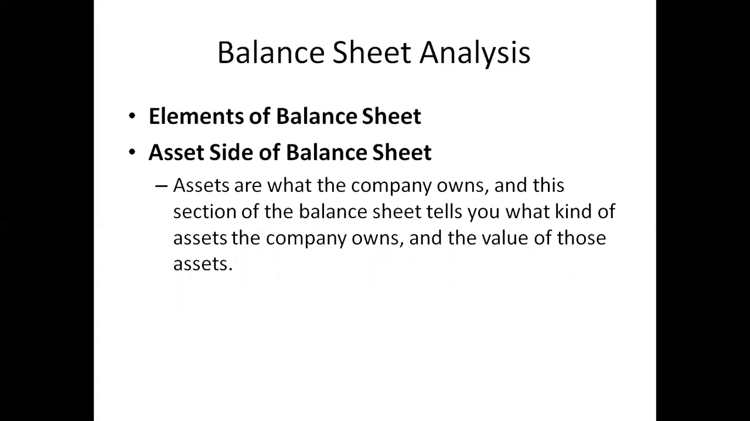On the one hand, we have the asset side. What are assets? Assets are things that the company, the proprietor, or any business entity owns. This section of the balance sheet tells what kind of assets the company owns and the value of these assets. Assets can range from land, buildings, and furniture to computers, to things such as patents. These are the assets of the company.